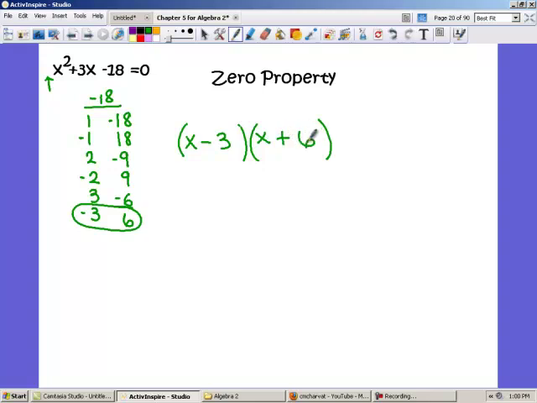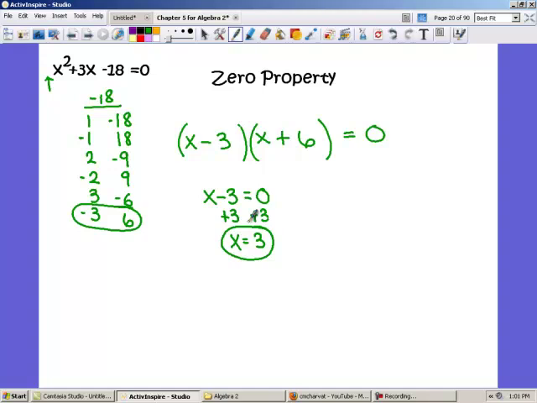Okay, now that you have that, we need to figure out what it's going to be when this equals 0. This is asking you, what does x have to be here in order for this parenthesis to equal 0? Well, if you take x minus 3 and you set it equal to 0 and solve for x by adding 3 to both sides, x is 3. So here's one of your intercepts.